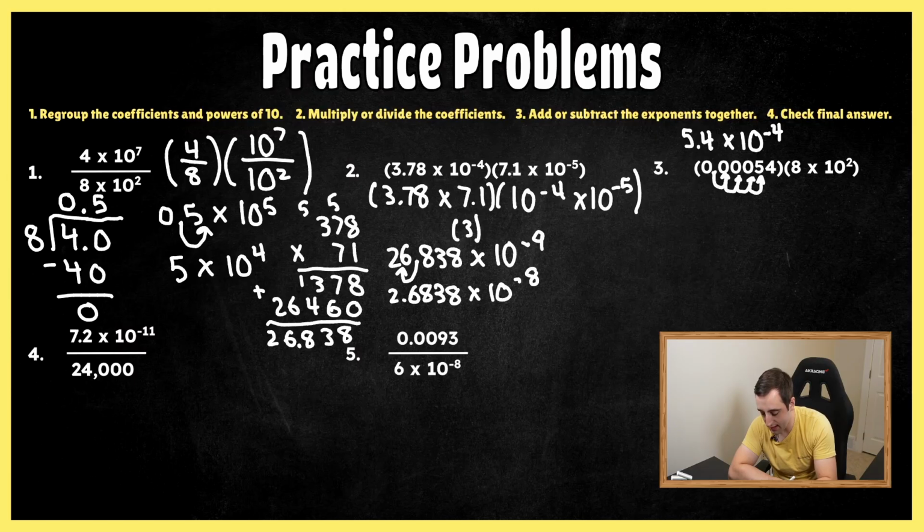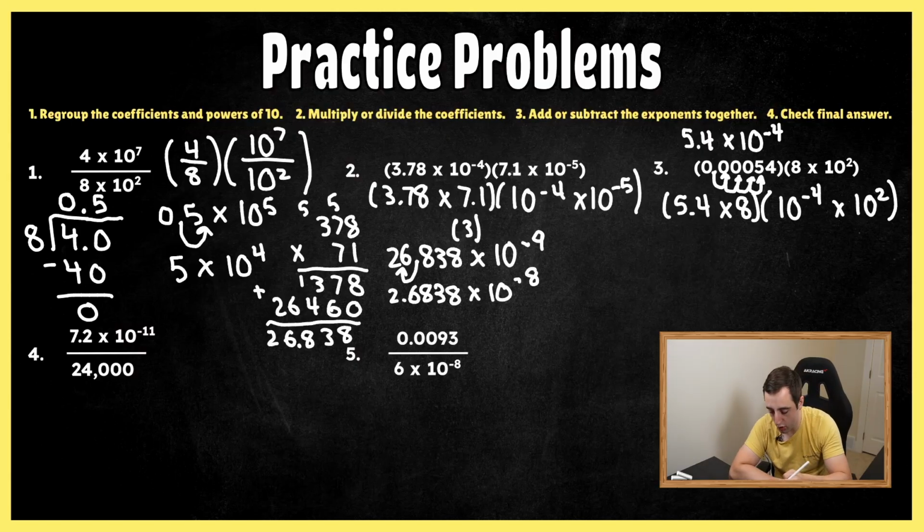So now that they're in scientific notation, we can go ahead and use the associative property to regroup them. So this is going to be 5.4 times 8, which is our coefficients. And now we can put our like bases, or our powers of 10, together. So 10 to the negative 4th times 10 to the 2nd. And now let's go ahead and multiply our coefficients.